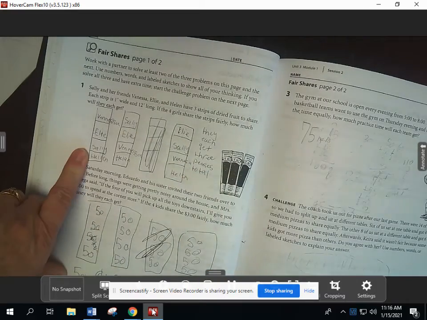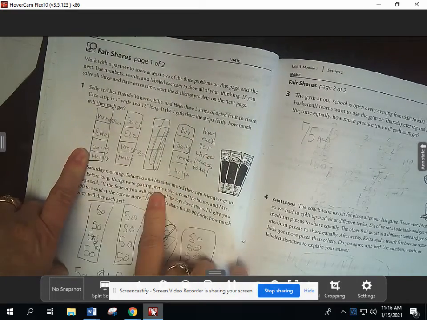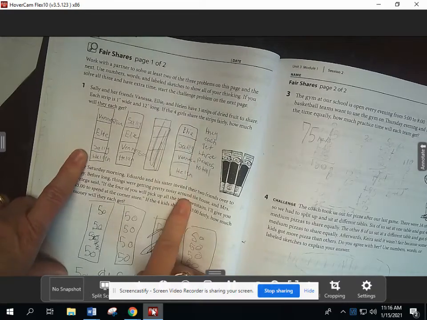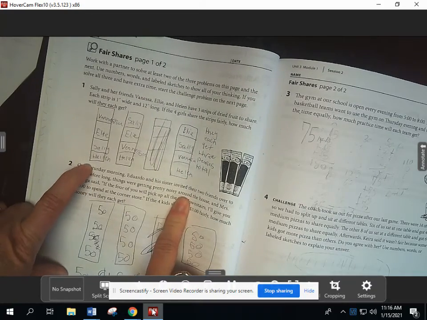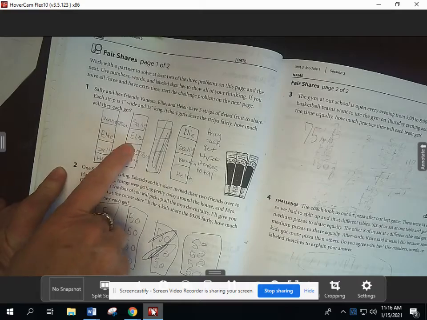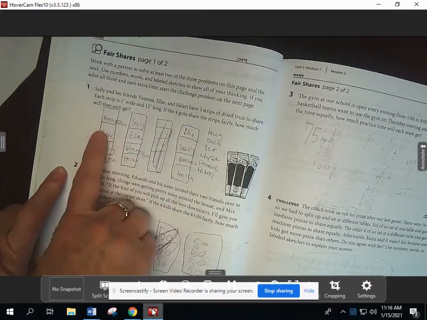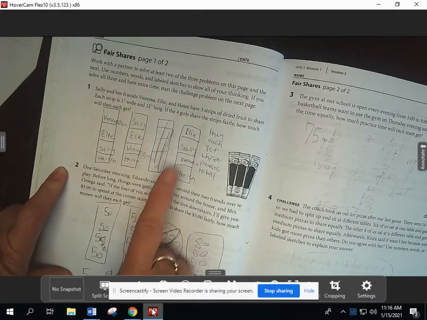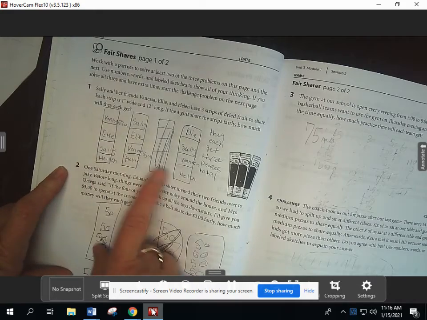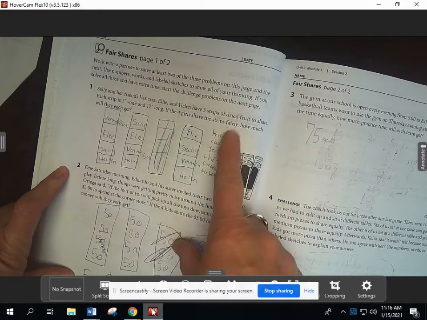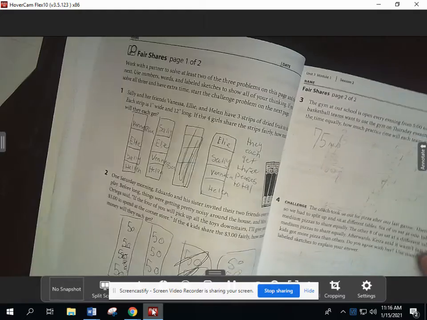Turn your body, sir. We have our 3 strips. This person divided them into 4 pieces. Here's Vanessa's piece and another piece for Vanessa, and there's another one. And Ellie and Sally and Helen. So they each get 3 pieces. What is the fractional amount that they get?